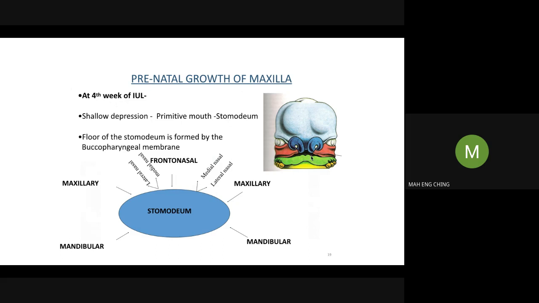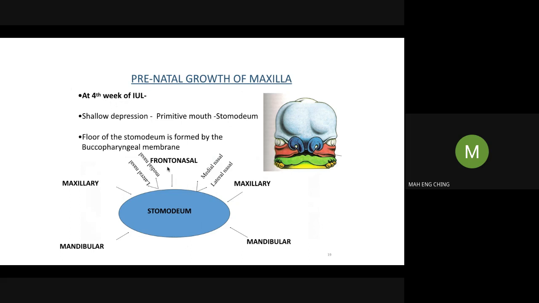You see on the right picture, the black color in the middle, I call it the primitive mouth, which is the stomatum. The floor of the stomatum is formed by the buccopharyngeal membrane, which is the first arch. You see this stomatum is surrounded by so many structures. Look at the right picture here, the black shadow in the middle, surrounded by many structures.